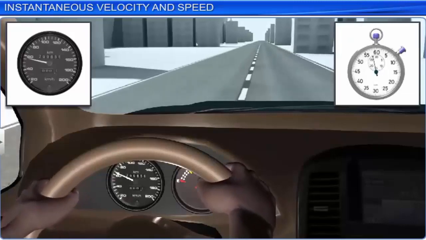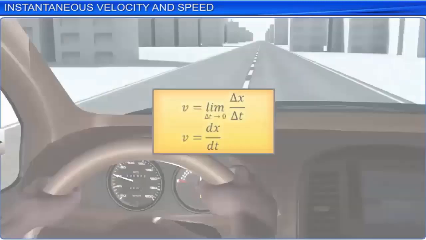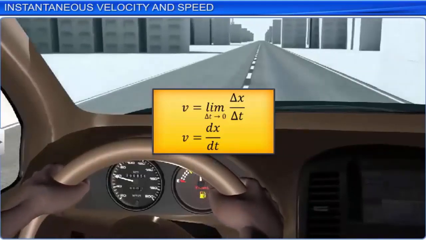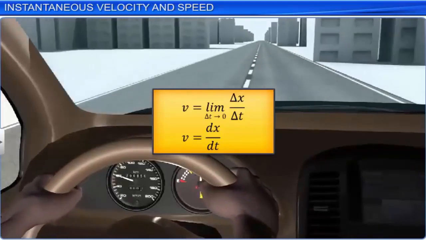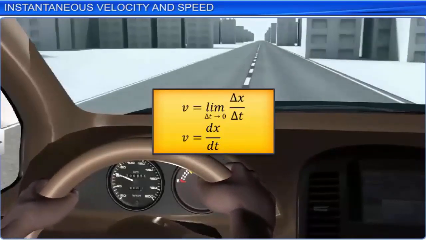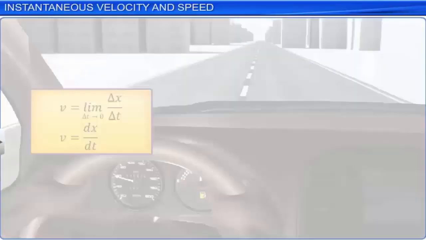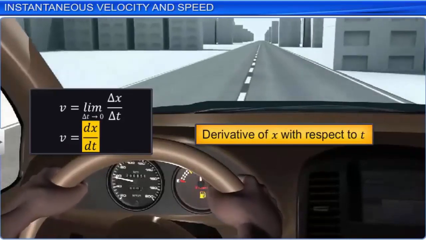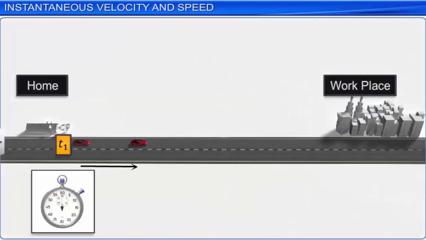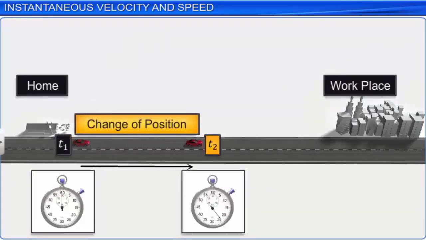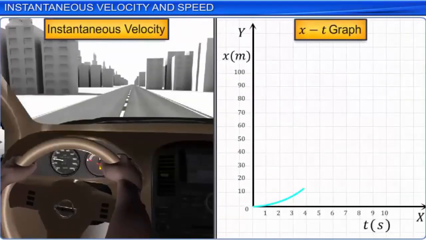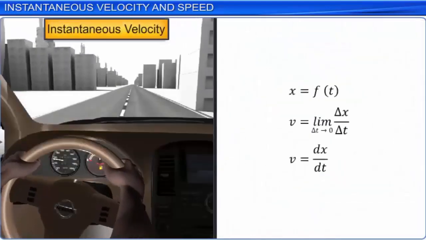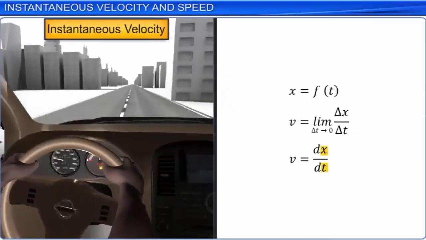What is instantaneous velocity? The velocity at an instant, or instantaneous velocity, is defined as the limit of the average velocity as the time interval, delta t, becomes infinitesimally small. In differential calculus, the right-hand side of this equation is called the derivative of x with respect to t. It represents the rate of change of position with respect to time at that instant of time. We can obtain the value of instantaneous velocity either from the xt graph or numerically using differential calculus if the relation between x and t is known for the motion.